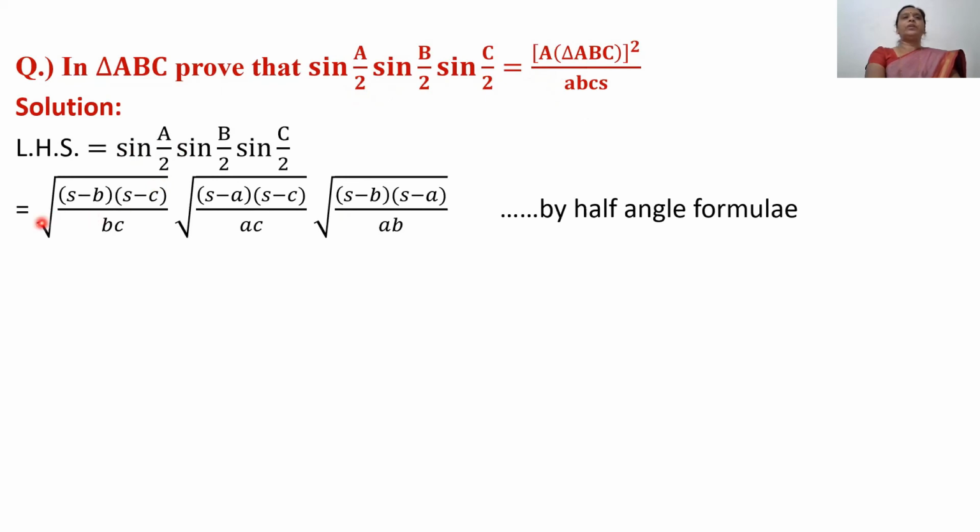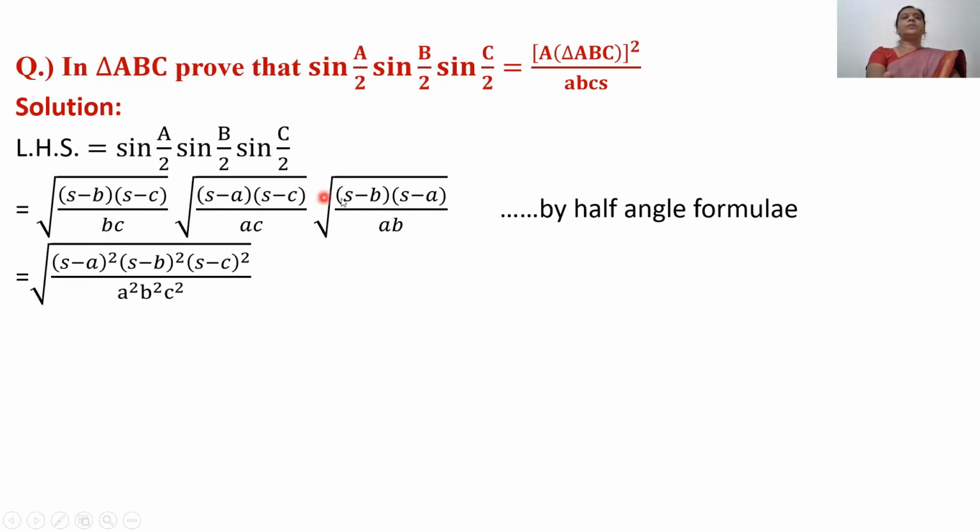and C by 2. What is sine A by 2? That is under root S minus B, S minus C divided by BC. Value of sine B by 2 is under root S minus A, S minus C divided by AC, and value of sine C by 2 is under root S minus B, S minus A divided by AB. All these are in the square root. Therefore, take that together and write down in the square root.